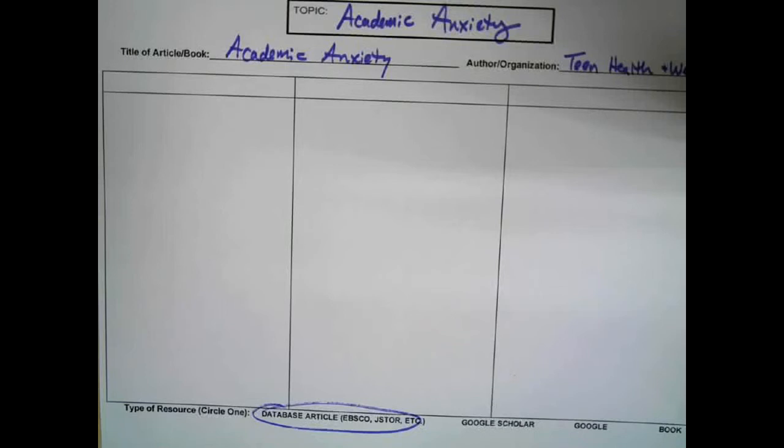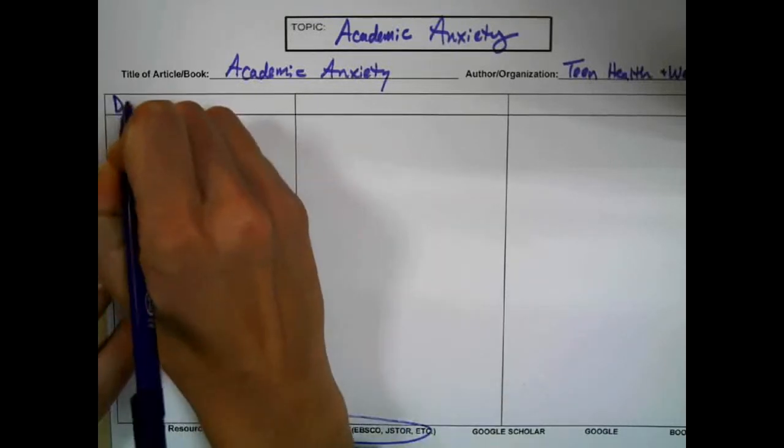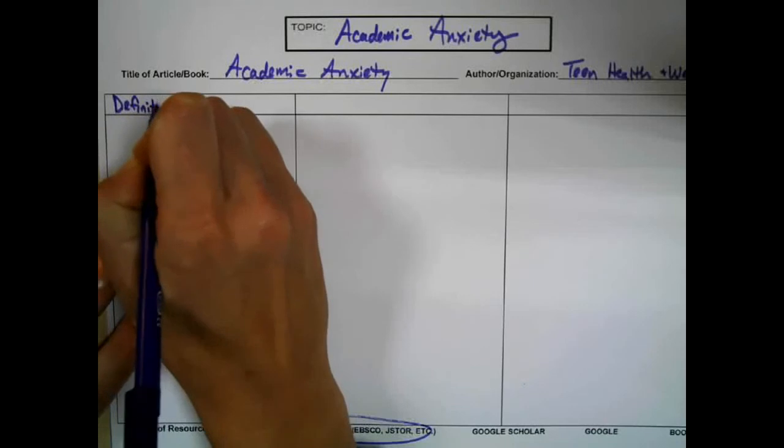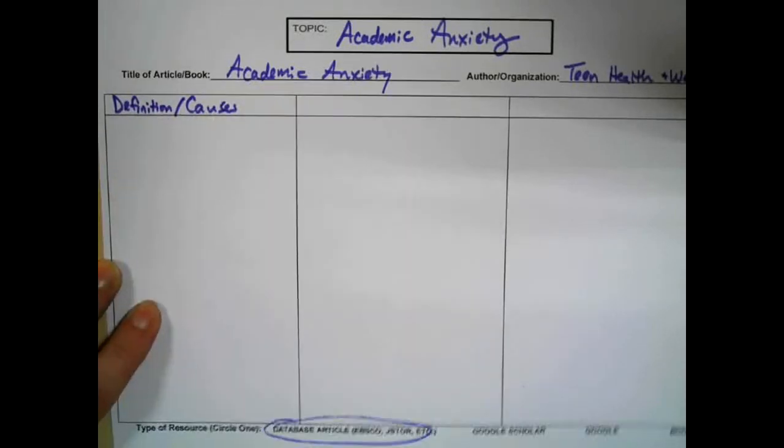And so let's say I've done some background reading, and I know that based on my main research topic, which is what is the best way to manage academic anxiety, and based on the articles that I've looked through and the websites that I've looked through, it seems like it makes sense to divide up my categories of information as follows. I want to have definition and causes of academic anxiety.